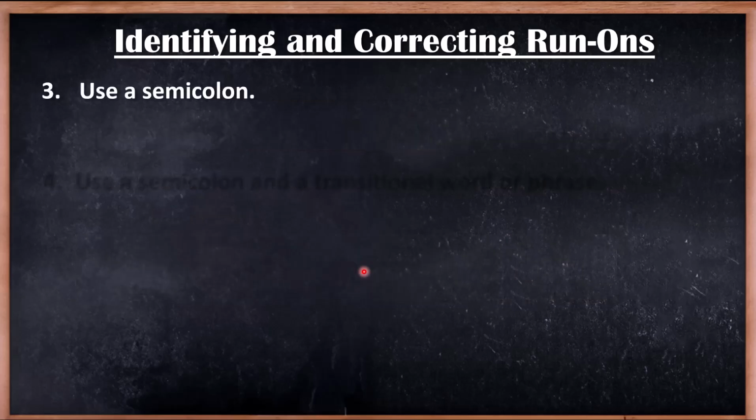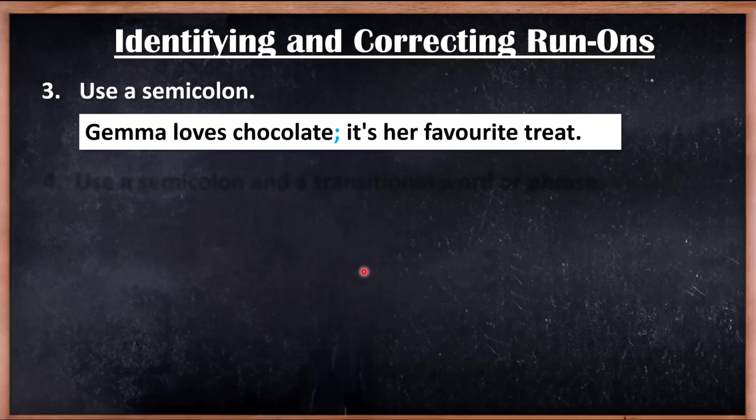Another method is to use a semicolon. Now, I have videos on how to use semicolons, but essentially, if the two independent clauses are closely related, you can add a semicolon after the first independent clause, and you do not capitalize the following word unless it's a word that is always capitalized. So, Gemma loves chocolate, semicolon, space, it's her favorite treat.